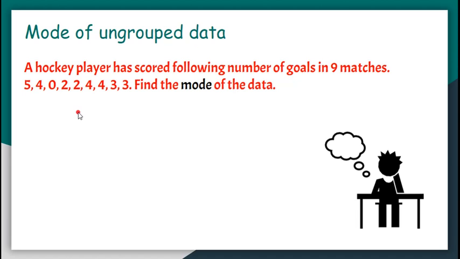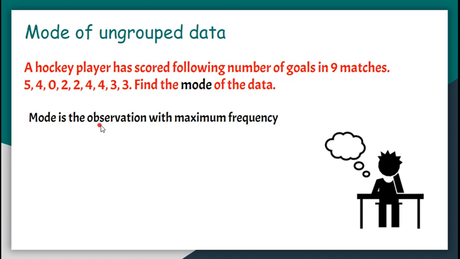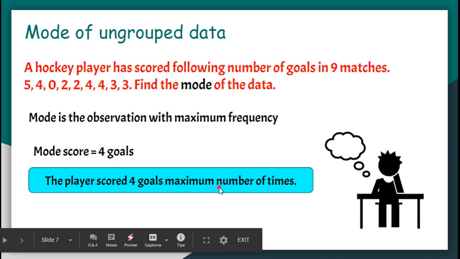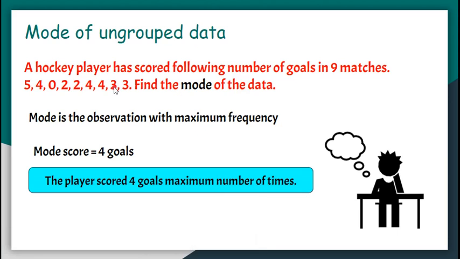For the same question, if I ask the mode, what is mode? Mode is that observation which has the maximum frequency. Maximum means the most. Frequency means how many times it is appearing. So the data that repeats the most number of times will be the mode of the data. So in this case, which number of goals is repeating the most? Yes, it's exactly correct. There are 4 goals which is repeating 3 times. All the others are not repeating 3 times. Hence, we can say that the player has scored 4 goals the maximum number of times. There is a high probability that if they play again, they might score 4 goals.